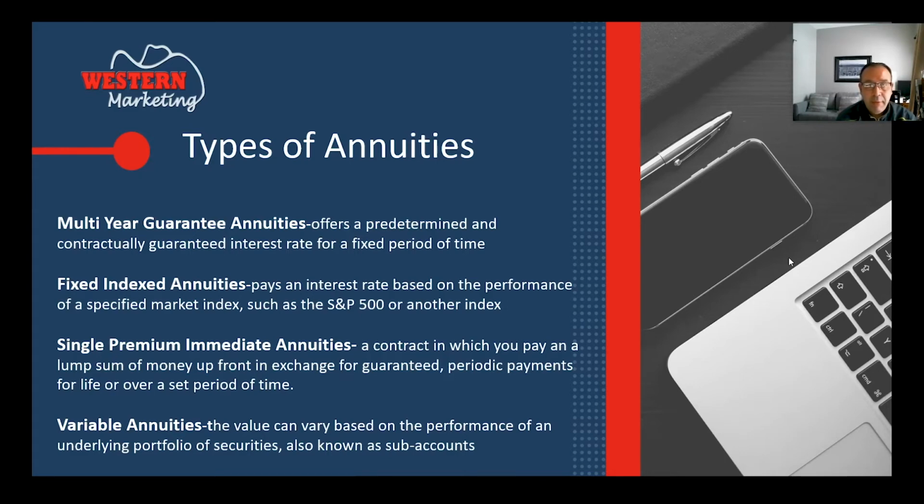Variable annuities are based on the performance of what's called a sub-account. A sub-account is usually held within mutual funds or exchange-traded funds, and they typically can vary based on what the market is doing. So they have upsides and downsides, whereas the cousin of them, the fixed index annuity, usually has a floor or a basis in which you cannot go below.